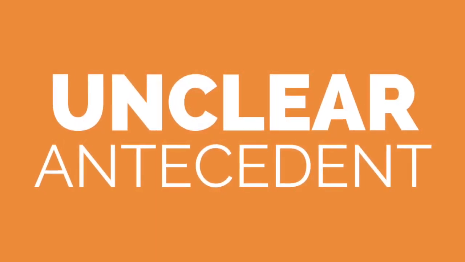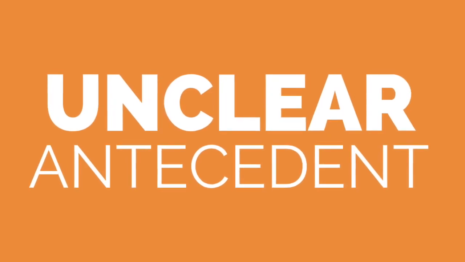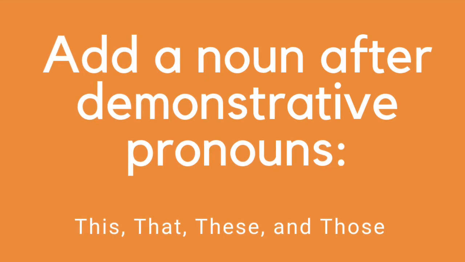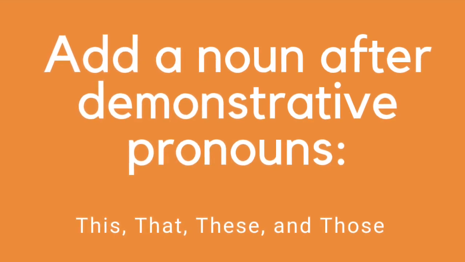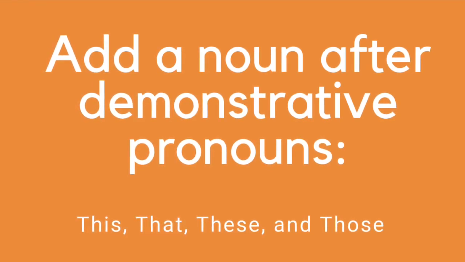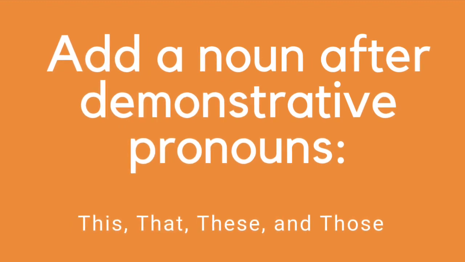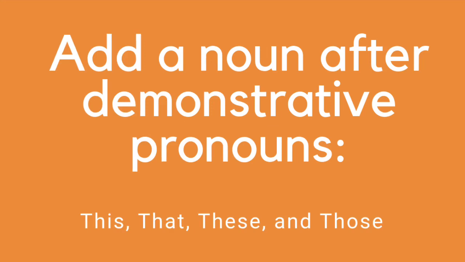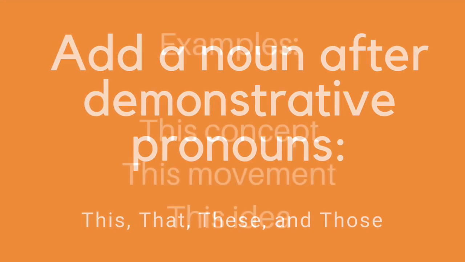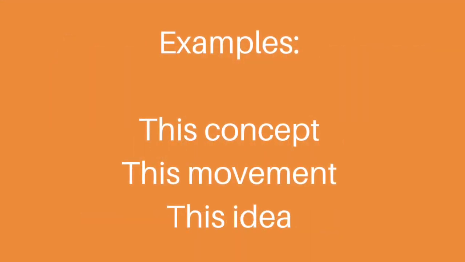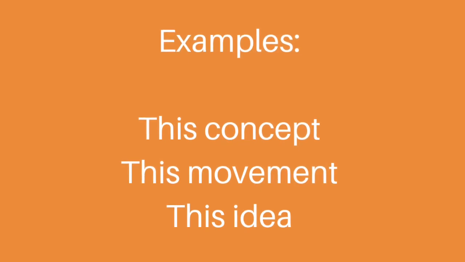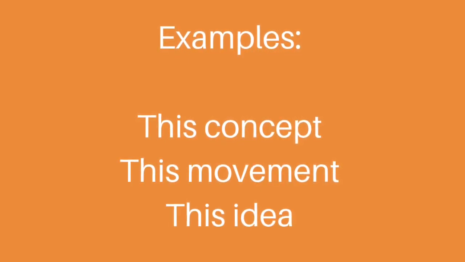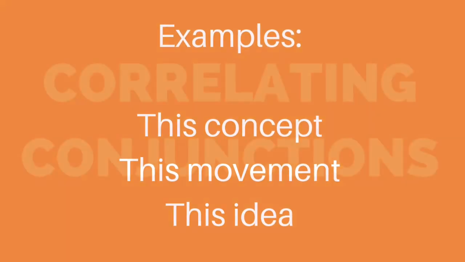An unclear antecedent is basically when you have a demonstrative pronoun, so this, that, these, or those, and you don't have a noun after it. So a lot of teachers will write "this what?" on your paper, but they won't actually tell you it's called an unclear antecedent. So instead of saying "this shows," you need to say something like "this concept shows." Now to a lot of students, they're like, yeah, but it's really obvious what I'm talking about. Grammatically, it's not, so you need to put a noun after this, that, these, those, and problem solved.